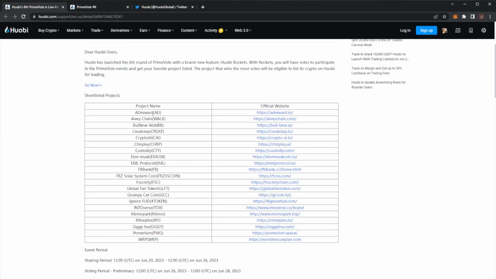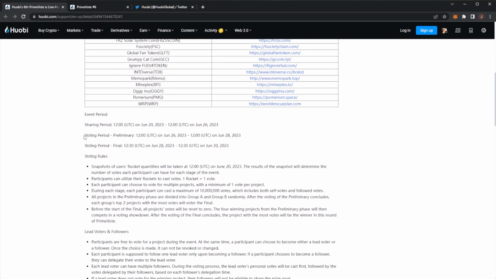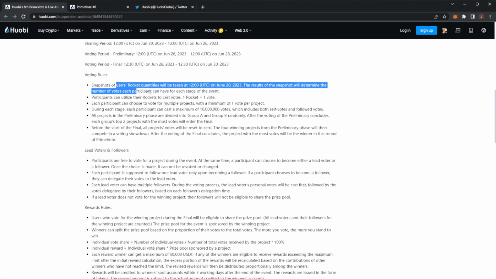Here we can see the shortlisted projects, all of the project names with their specific websites, so you can take a look at the projects, of course, before voting if you aren't sure about some of them. We have the event period, again, voting from the 26th to 28th for groups, and then finals on the 28th to 30th.